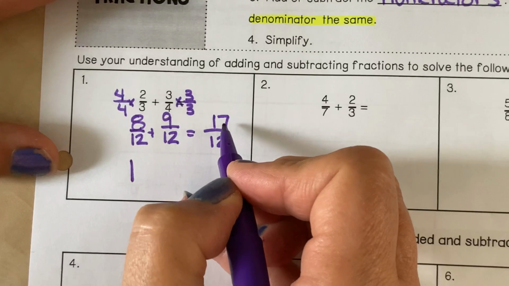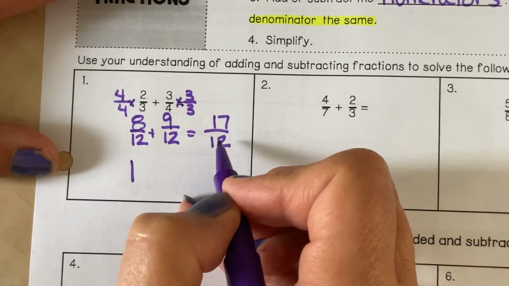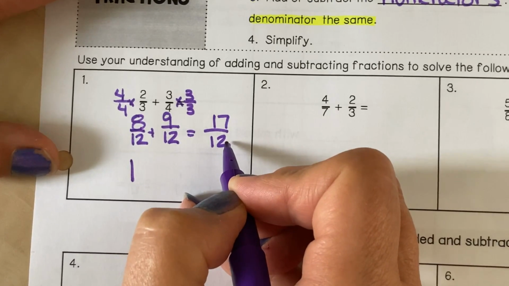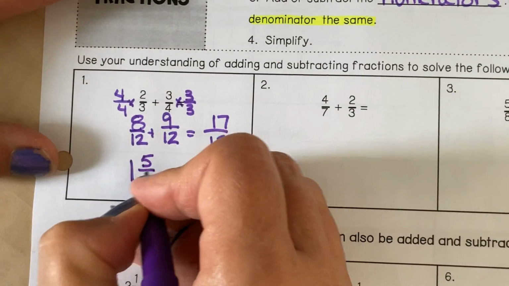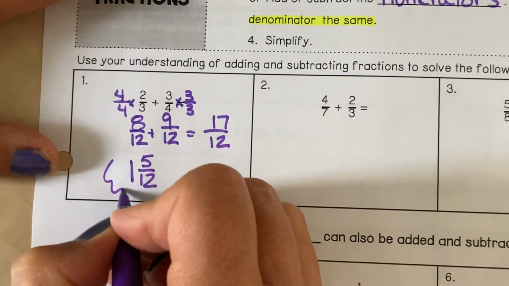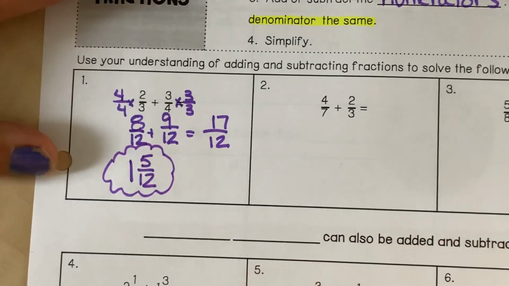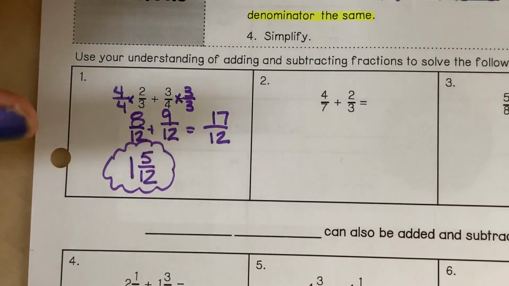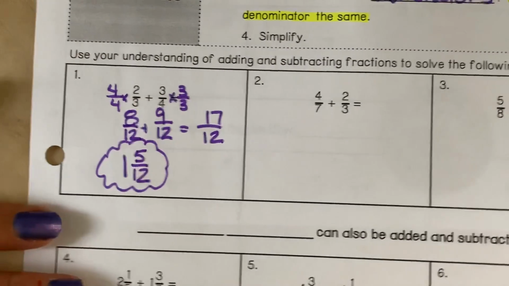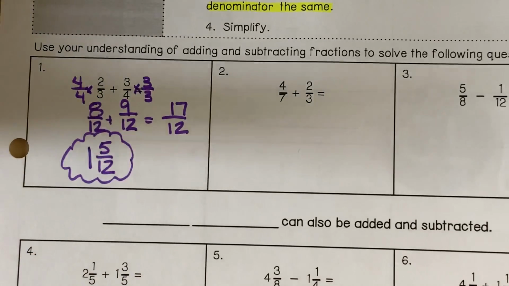I have 5 left over because 1 is 12 over 12, right? So 12 went in once. I have a remainder of 5 over 12. So that's how I would put that in lowest terms. Okay? All right, the second one is 4/7 plus 2/3.